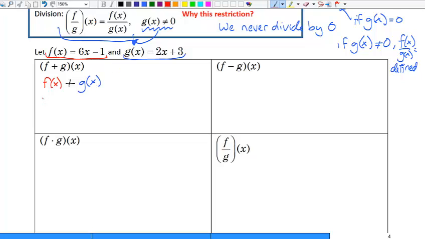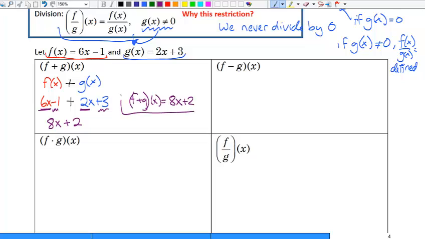Now I know my red f of x function, I can replace that with 6x minus 1. My addition sign is going to stay the same because that's what we were asked to do, and then my g of x, I'm going to replace that with 2x plus 3. Once you see this together in one polynomial, we can just combine like terms to get 8x, and minus 1 plus 3 adds to 2. So therefore f plus g of x is equal to 8x plus 2. So I took an f function and I added a g function to it, and I got a totally new function f plus g, and that new function is 8x plus 2.